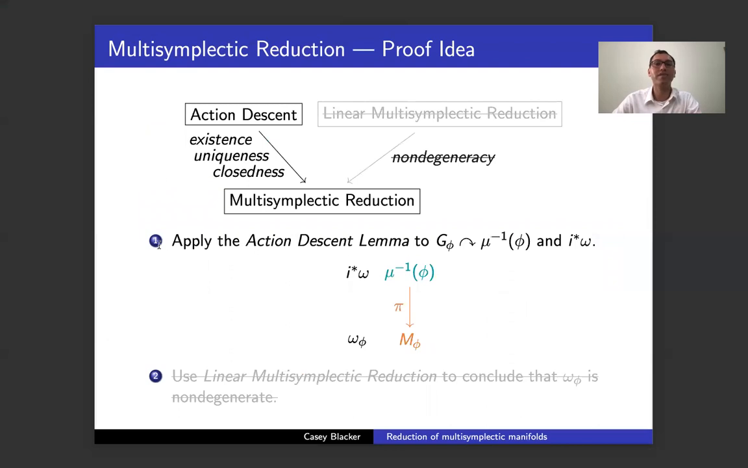So the proof is extremely straightforward, and analogous to the symplectic case. We first apply the action descent lemma to the induced action of the phi isotropy subgroup of G to the phi level set of mu, in order to establish the existence, uniqueness, and closedness of the reduced k+1 form omega phi on M phi. And then we don't do anything because we don't have non-degeneracy. In contrast to the symplectic setting, there's no linear multisymplectic reduction theorem, which would provide such a non-degeneracy condition.